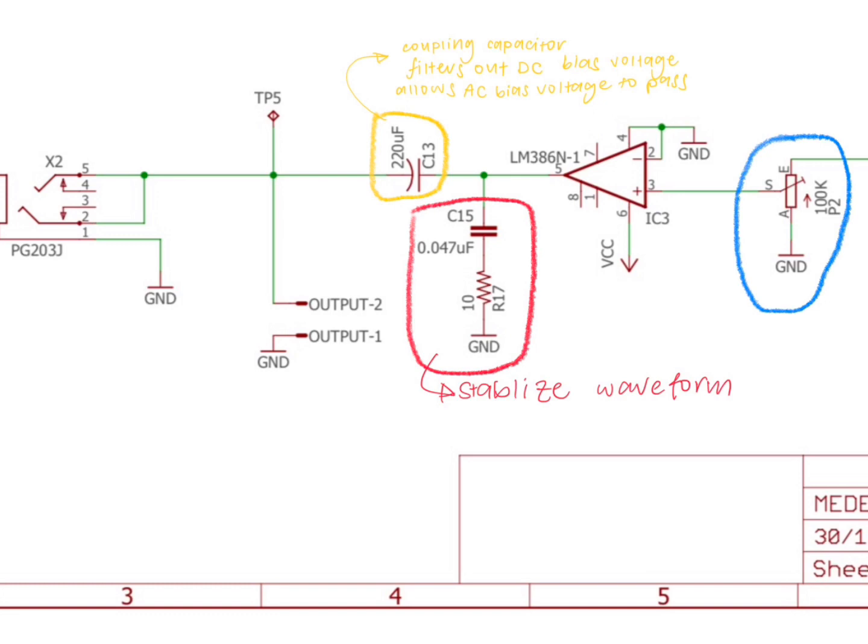Capacitor C13 is a coupling capacitor which filters out DC bias voltage and allows AC bias voltage to flow through. The input will first go through the trimmer P2 where pin E has full amplitude while pins A and S have zero amplitude of the input waveform.